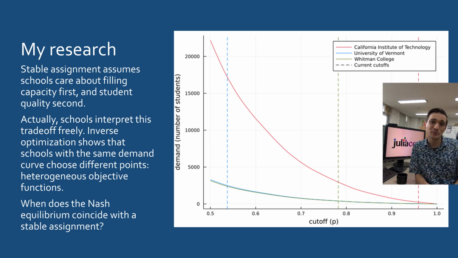If I may briefly discuss my own research, one limitation of DA as an analytic tool is that it assumes schools mostly care about filling their capacity. But in the real world, and especially when we look at college admissions, many schools' objective functions are a combination of the size of the entering class and the quality of the admitted students.